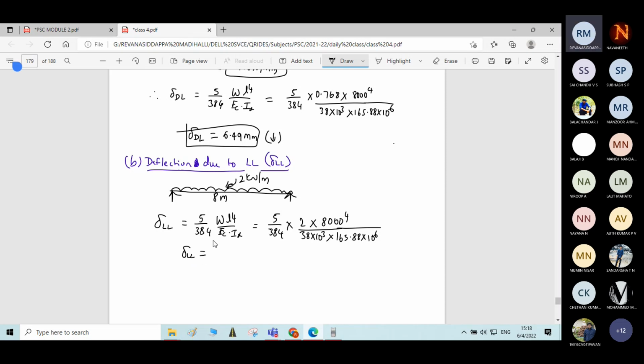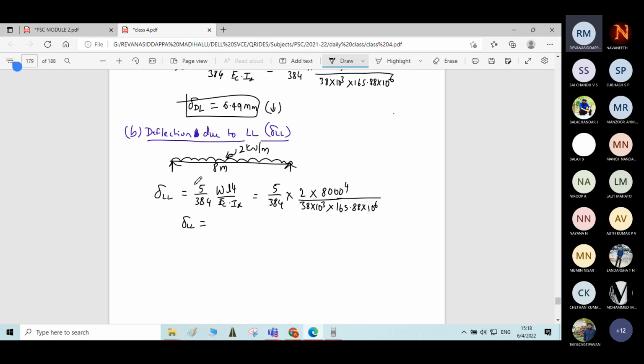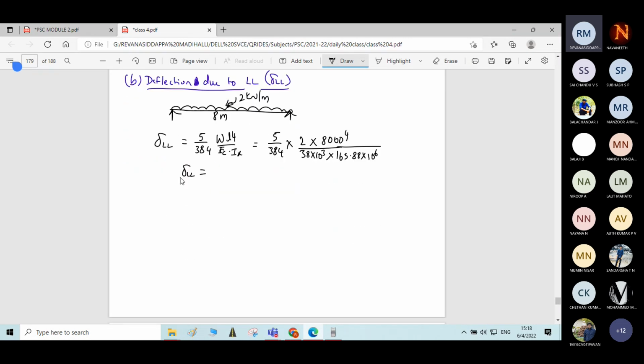Therefore, deflection due to live load, if we calculate, will be 16.92 mm. Positive sign indicates deflection is in downward direction. Okay.